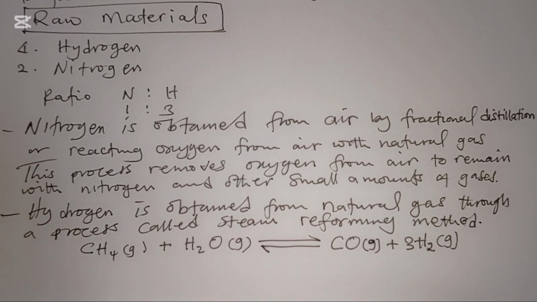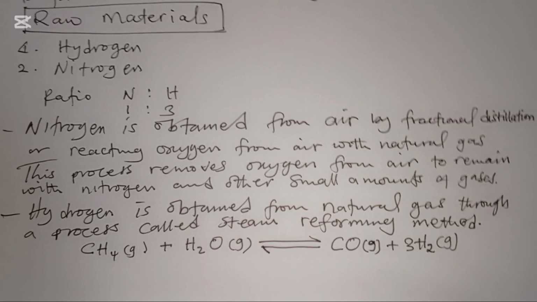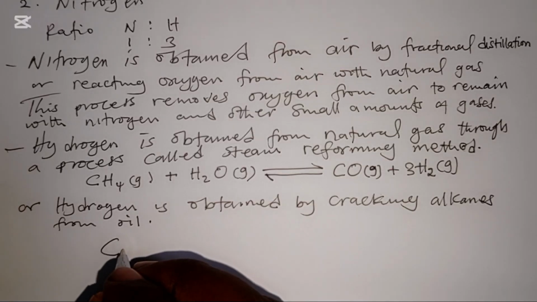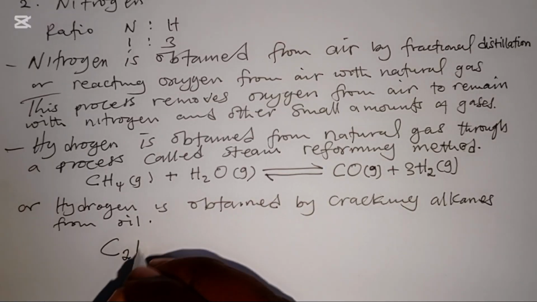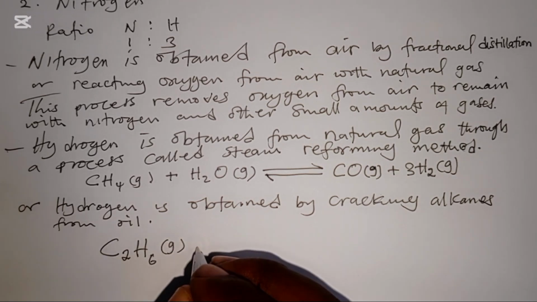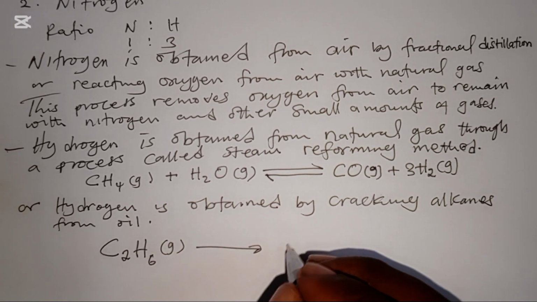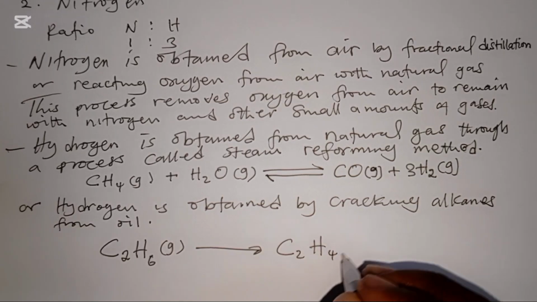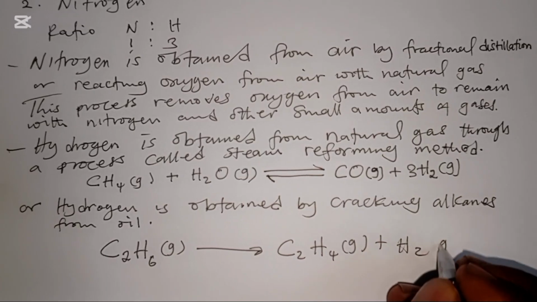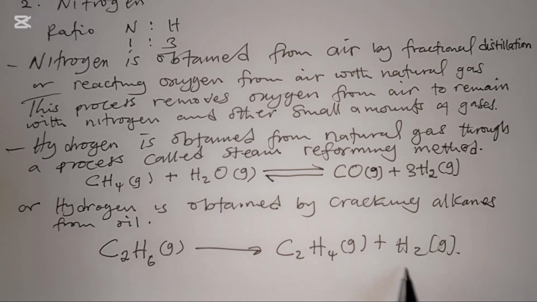The other way is that hydrogen is obtained by cracking alkanes from oil. They can also ask you to write the chemical equation here. So we have ethane cracked down to ethene plus hydrogen gas. So this is how hydrogen is obtained.